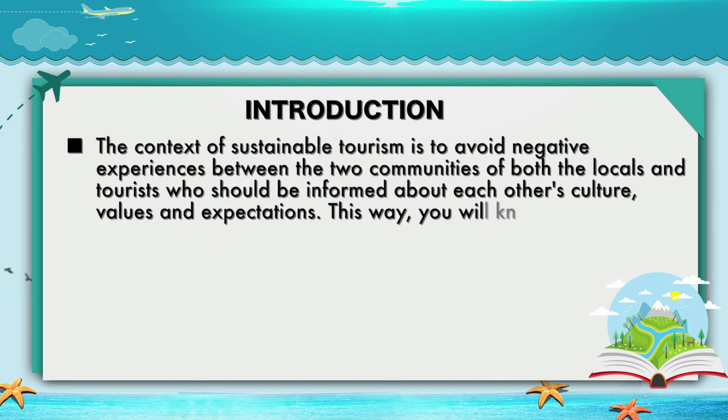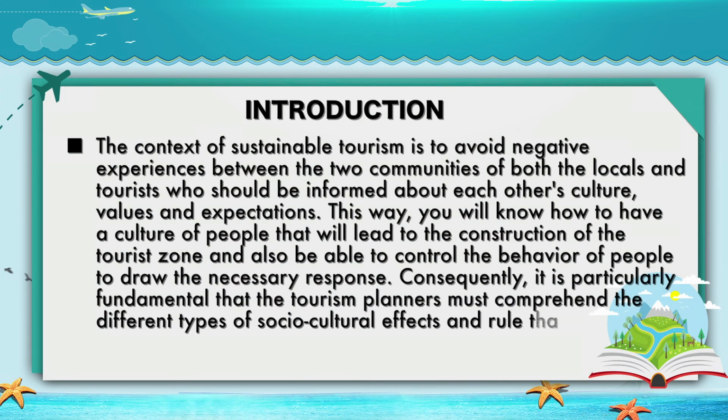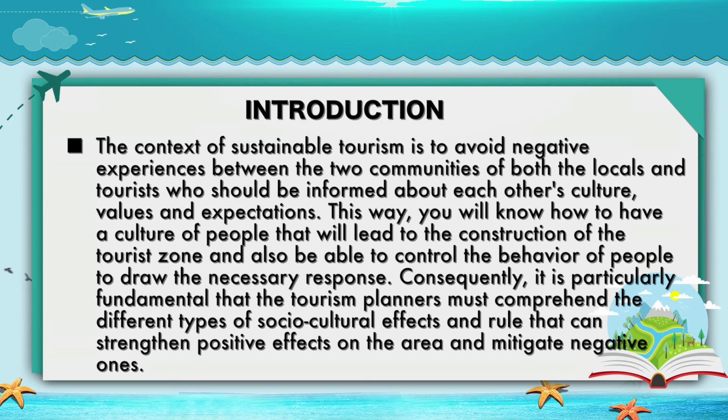The context of sustainable tourism is to avoid negative experiences between the two communities of both the locals and tourists, who should be informed about each other's culture, values, and expectations. This way, you will know how to have a culture of people that will lead to the construction of the tourist zone and also be able to control the behavior of people to draw the necessary response.